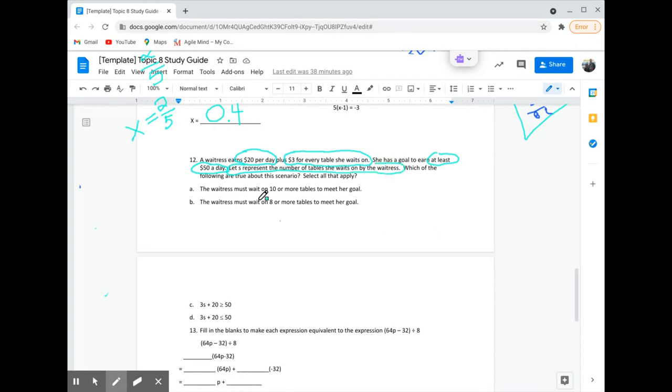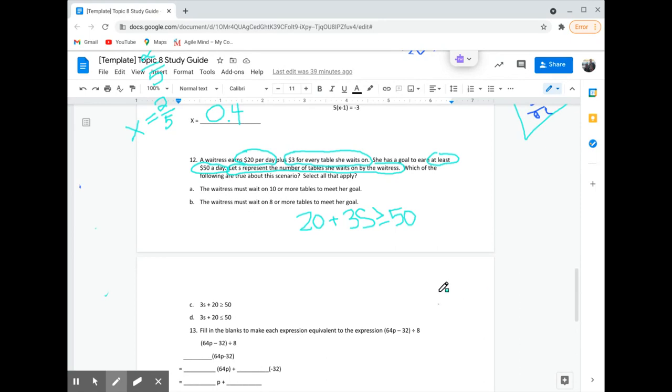All right. And so it says let S represent the number of tables. So we know she earns $20 plus what? $3 per table. How do I show that? Do we know how many tables she waits on? No. So you use X. Correct. And in this case, they want us to use S. And we said that we want it to be greater than or equal to 50. So let's see if we can find some answers that look similar to what we got.